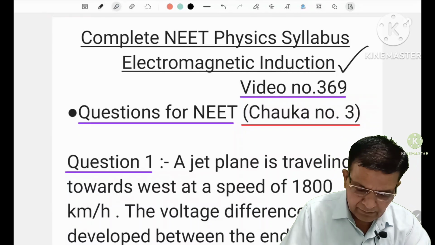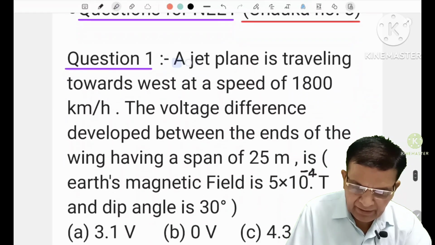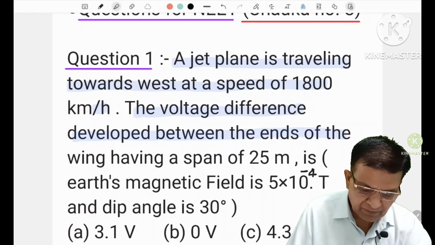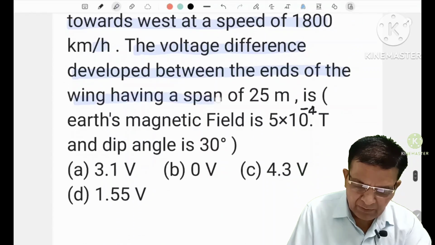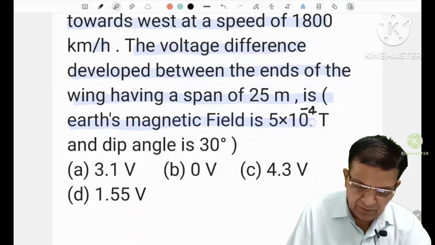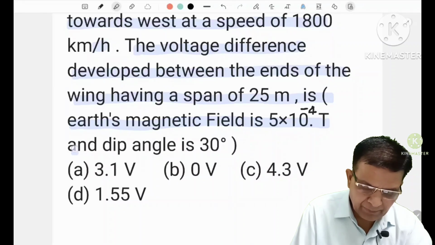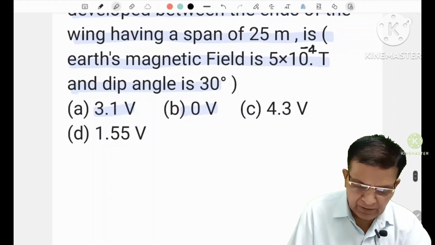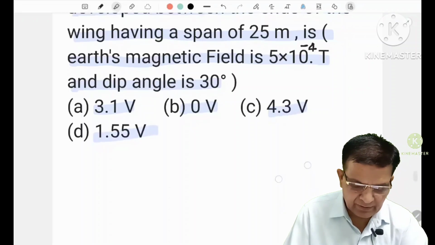Question number 1. A jet plane is traveling towards west at a speed of 1000 kilometers per hour. The voltage difference developed between the ends of the wing having a span of 25 meter is, Earth's magnetic field is 5 into 10 to the power minus 4 and dip is 30 degree. 3.1 volt, 0 volt, 4.3 volt, 1.55 volt.